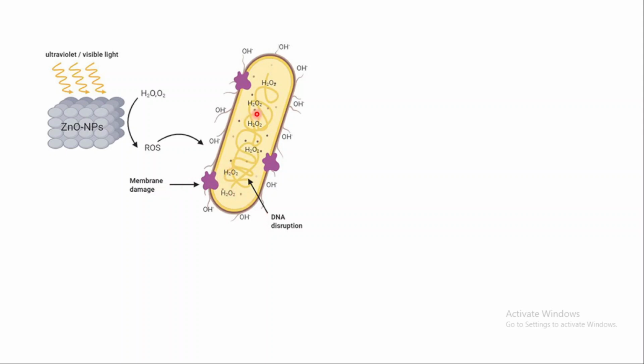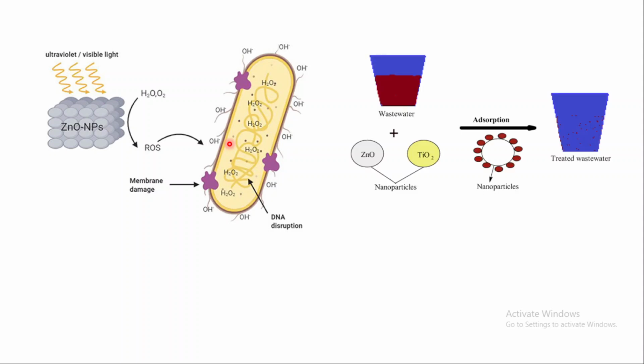So you can see H2O2 molecules going inside the DNA, intercalating and causing DNA disruption, and OH molecules present on the membrane, causing membrane damage. So this is the method in which ROS generation by ZnO nanoparticles will kill the bacteria or microorganisms, if any are present in the water, and sterilize the water.